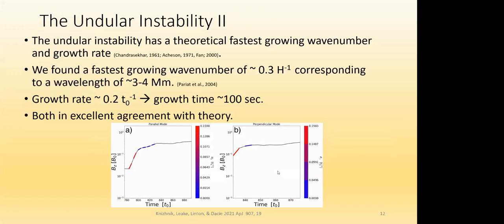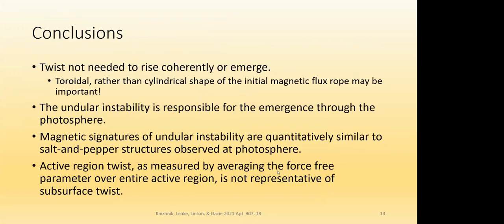We were able to pin down the undular instability as being the source for the emergence at the photosphere of the flux, and match it to the analytical theory. Okay, I'll put up my conclusion slide. I don't want to take any more time, but it seems like twist is not needed to rise coherently or emerge, as long as the shape of the rising flux rope is correct.